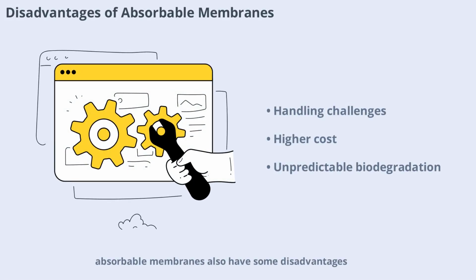Despite their benefits, absorbable membranes also have some disadvantages. Proper manipulation and adaptation of the membrane against the root surface can be technically challenging. These membranes are often more expensive than non-resorbable options, and clinicians have less control over the rate of biodegradation.